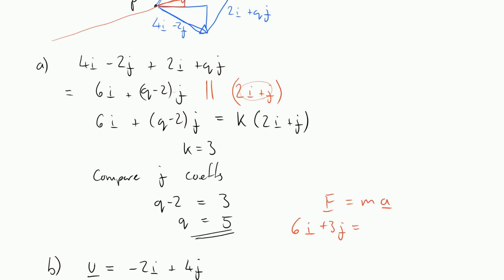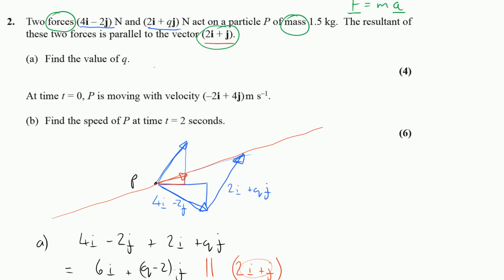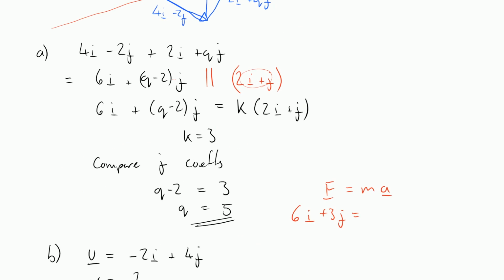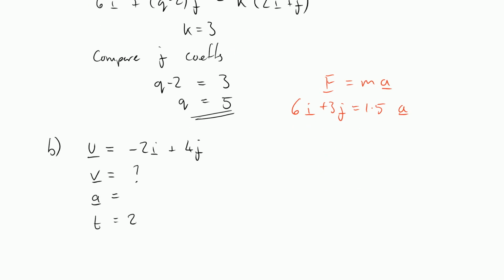And that's going to be equal to the mass, which again we're told in the question, 1.5, multiplied by the acceleration. So now, dividing through by 1.5, I get 4i plus 2j as my acceleration. And I can go ahead and stick that straight in here, 4i plus 2j.